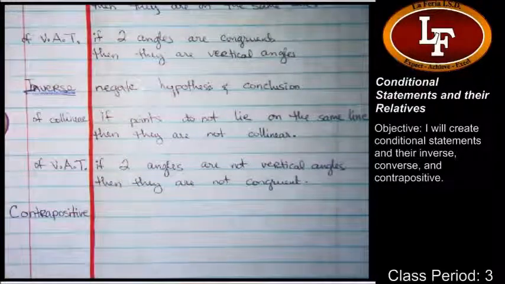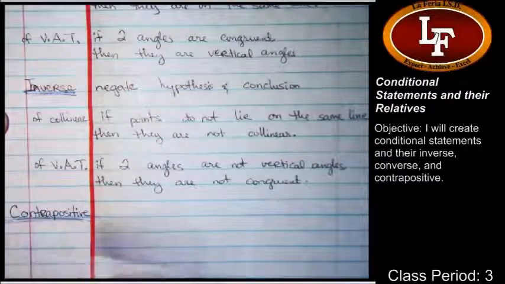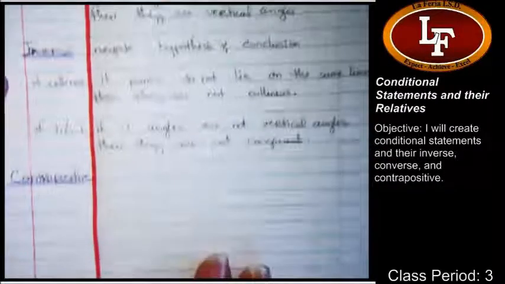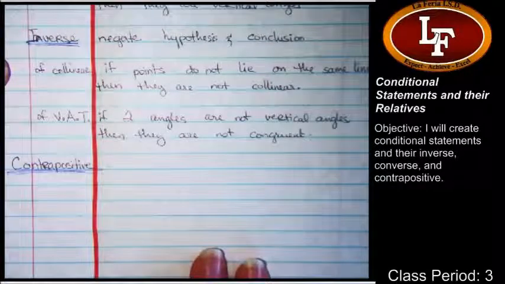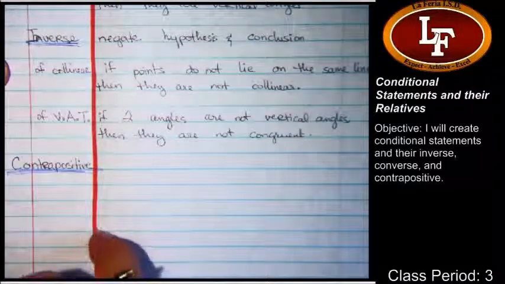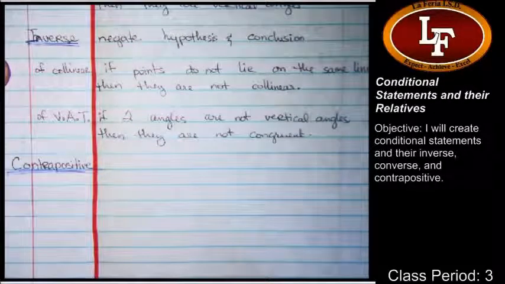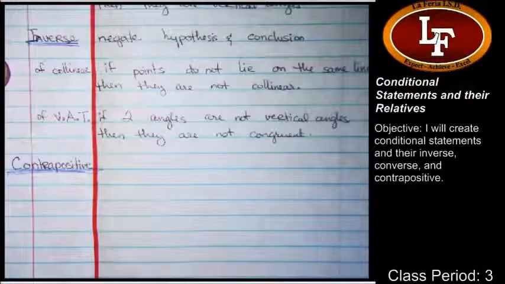All right, here's the last relationship. It's the contrapositive. I ran out of room. Go ahead and go to the back of the page. Put your bar. Don't forget your margin.